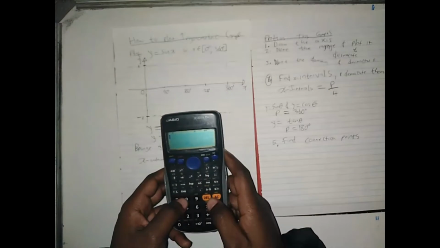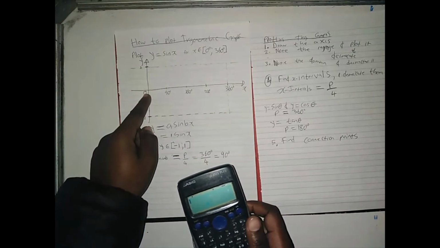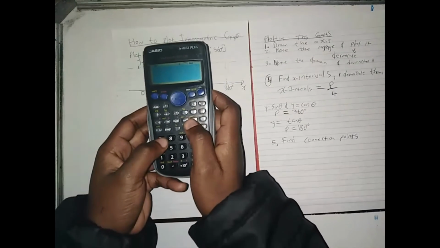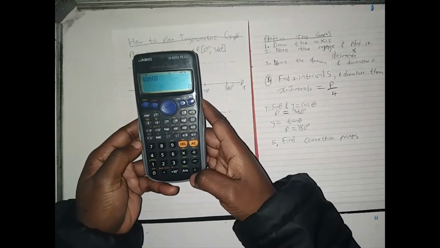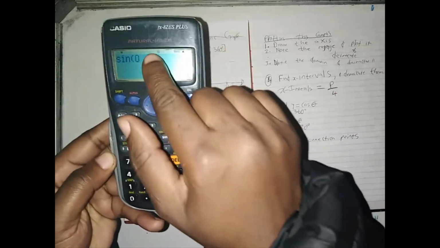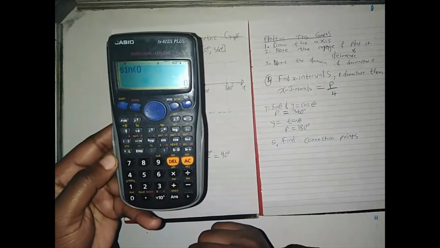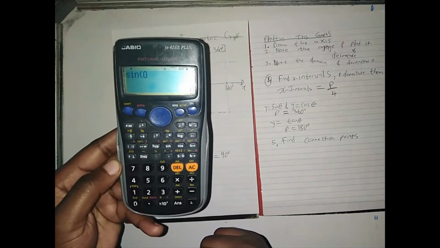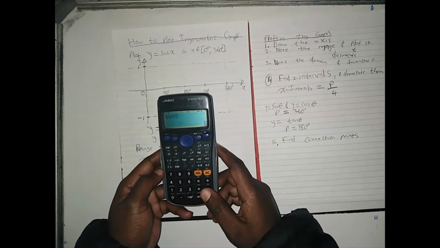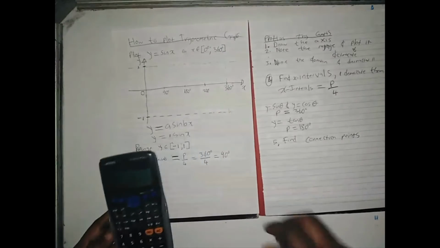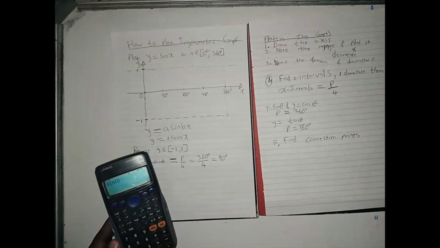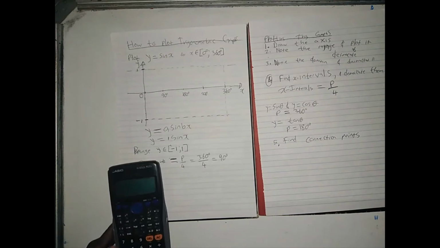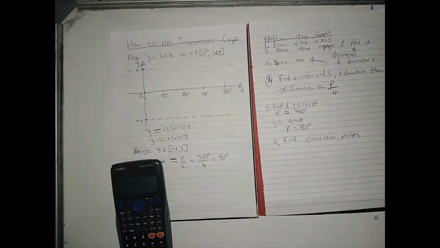Okay, the first one is 0. Let's say sine 0. Sine 0 is equal to 0. And then guys, remember, your calculator must be in degrees when you're doing this, okay? Because if it's not in degrees, then you'll get something else. So sine 0 is 0. So you mark 0. This is your first point. Okay, let's continue. What is the next point? The next point is 90 degrees.